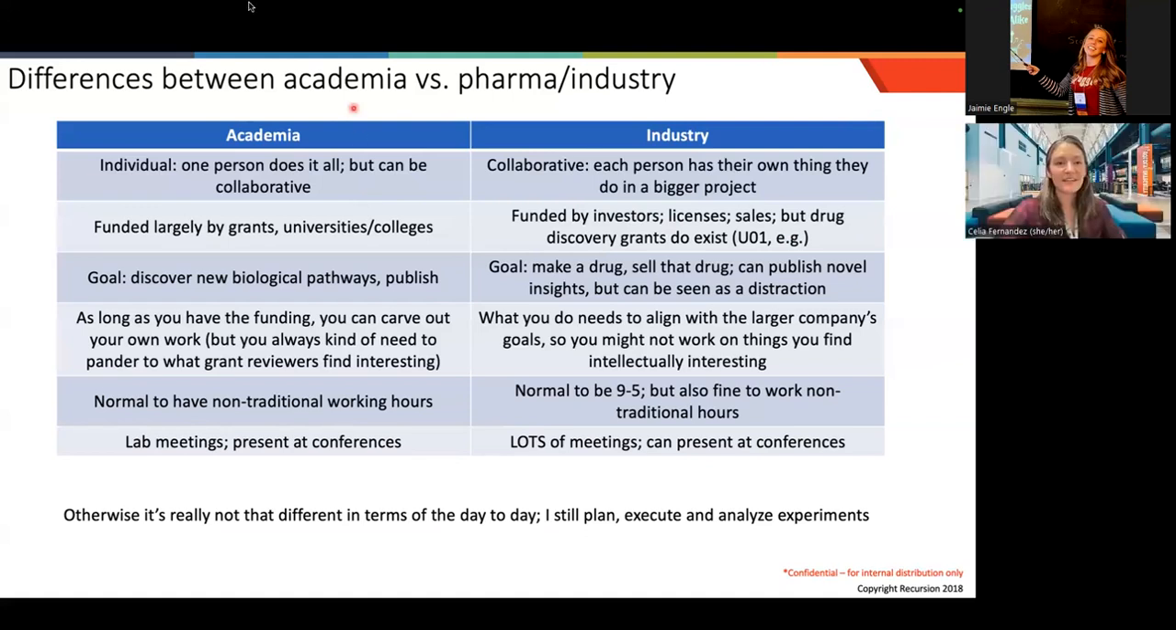So can I answer any questions? Anybody have questions about the paper that we went over, or drug discovery generally speaking, or I'm happy to answer career path questions as well.